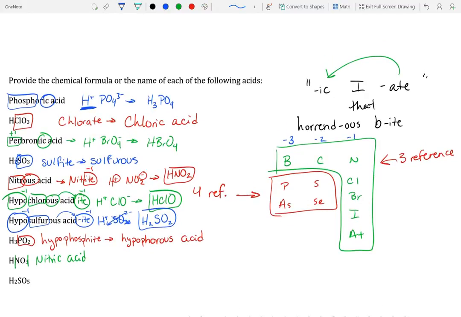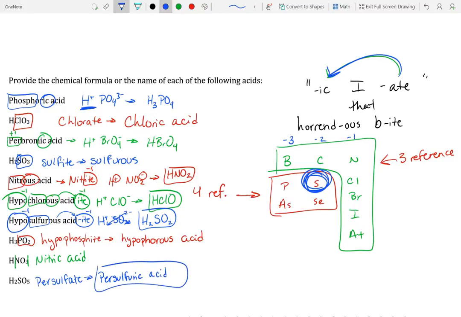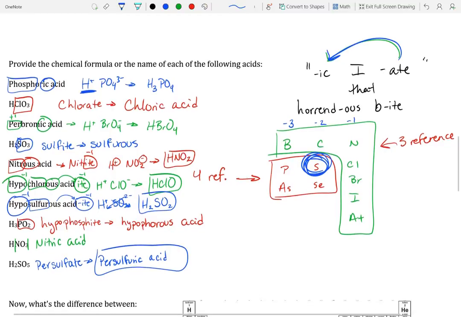H2SO5. Where's S? S is right here. Because it's inside the box, it has 4 reference oxygens. Right here, we see a derivative of sulfate with 5 oxygens. So we know we added 1. When we add an oxygen, we add per. Let's write persulfate right here. So persulfate becomes persulfuric acid, because ate becomes ic. So persulfuric acid. Not pure sulfuric acid. Persulfuric acid. Okay? So those are the acids right there.